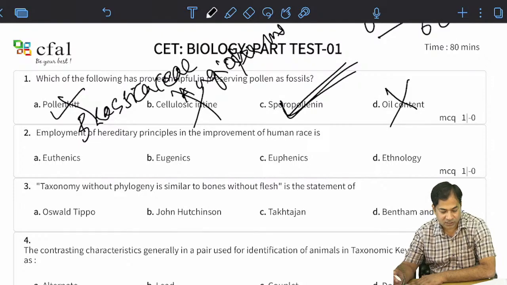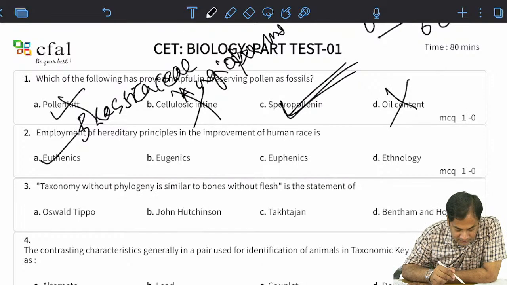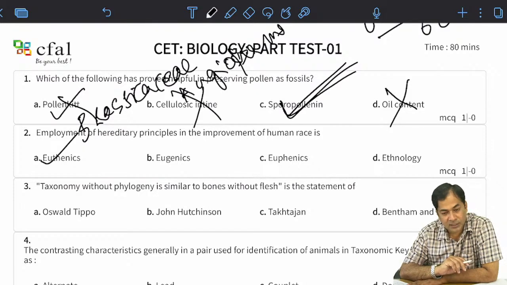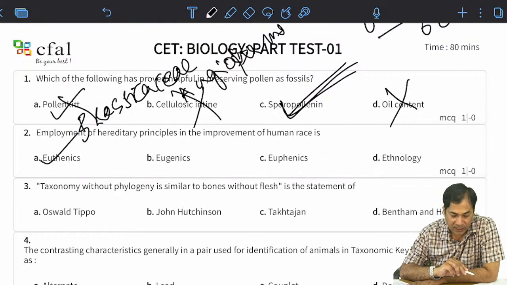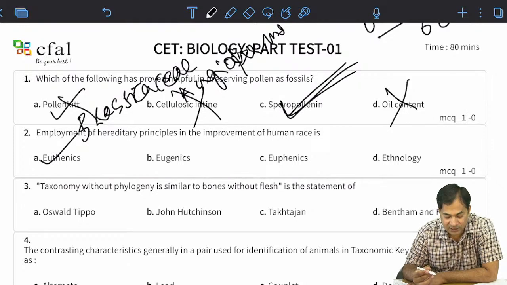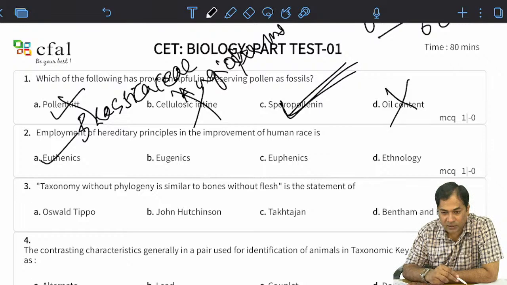So the first word is euthenics. Euthenics, eugenics, euphenics, all these are branches of genetics, where we study genes and the principles of inheritance. You know that inheritance means a transfer of characters from one generation to another, or from parents to offspring. Characters are transferred through genes, through the genetic material DNA. The branch where we study genes is genetics. So under genetics we see all these branches.